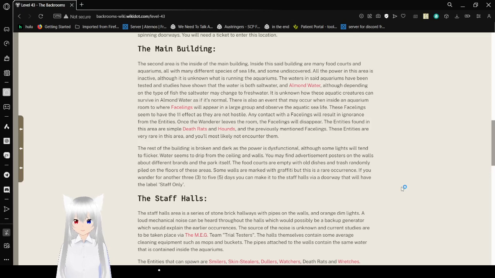The main building. The second area is the inside of the main building. Inside this building are many food courts and aquariums, all with many different species of sea life, and some undiscovered. Water power in this area is inactive, although it is unknown what is running the aquariums.